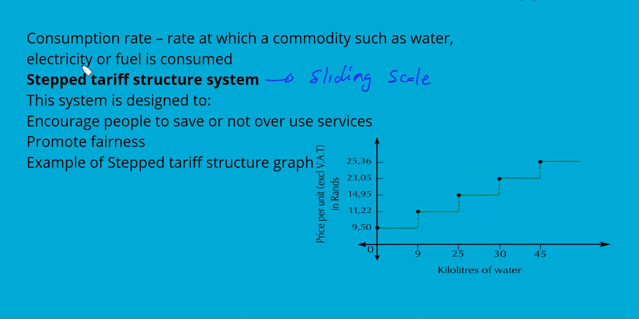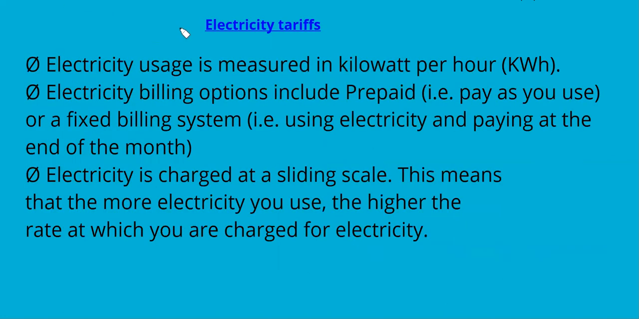Okay, so let's move on. It is also to promote fairness. We have low income earners, who can't be charged the same way as high income earners that are using water, maybe sometimes irresponsibly. They wash cars, they water big gardens and everything. In that case, they need to pay more. Let's move on to the next one, which is electricity.